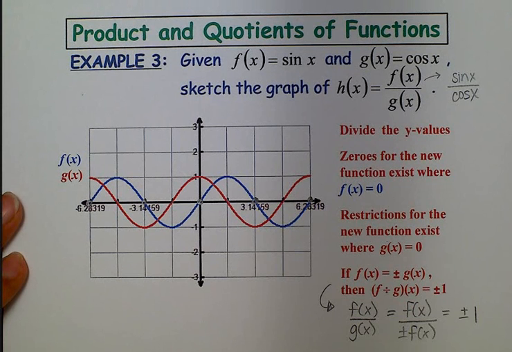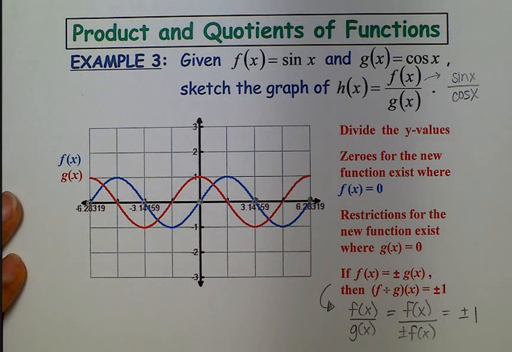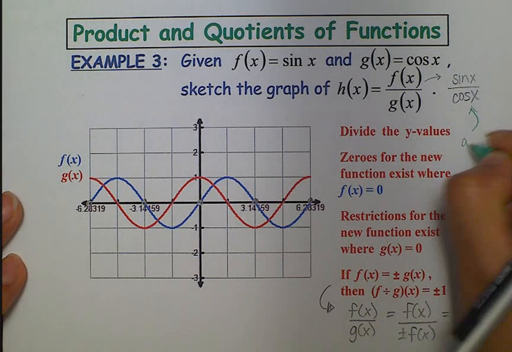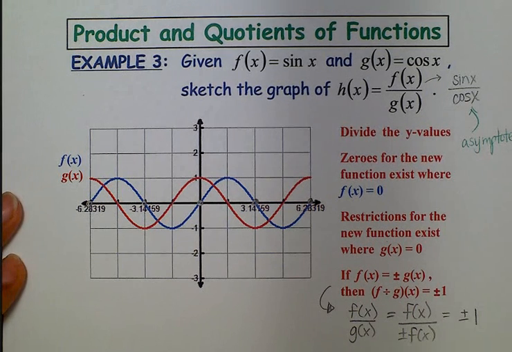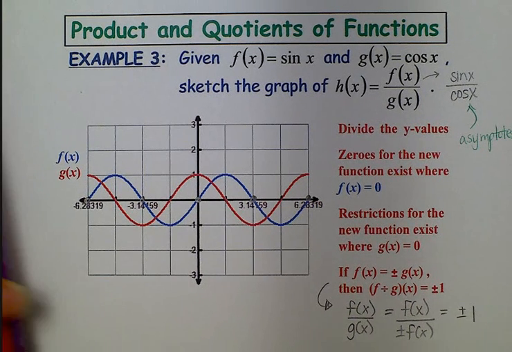And wherever I have values of x that will make the denominator equal to 0, so wherever the cosine function is equal to 0, those are actually going to be restrictions. And the kind of restriction it's going to create are asymptotes. Okay, so I'm looking at some asymptotes in this function as well, which actually makes sense considering it is a tangent function and there are values of x where the tangent function does not exist.